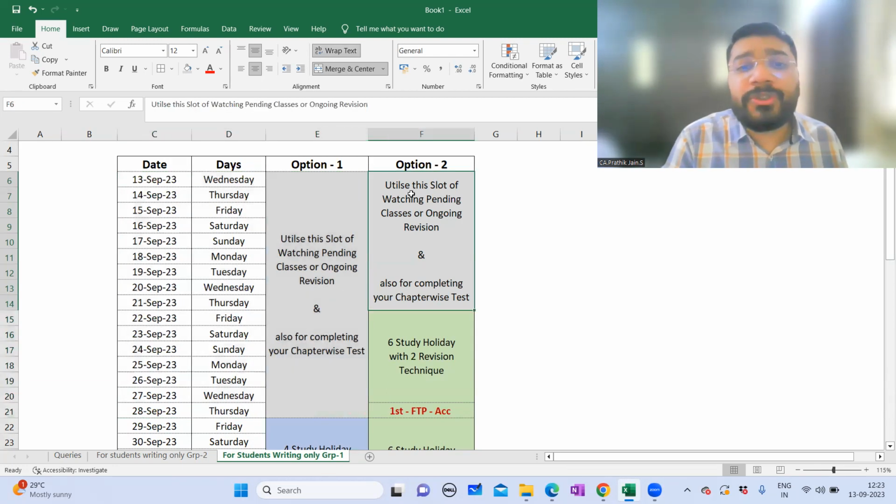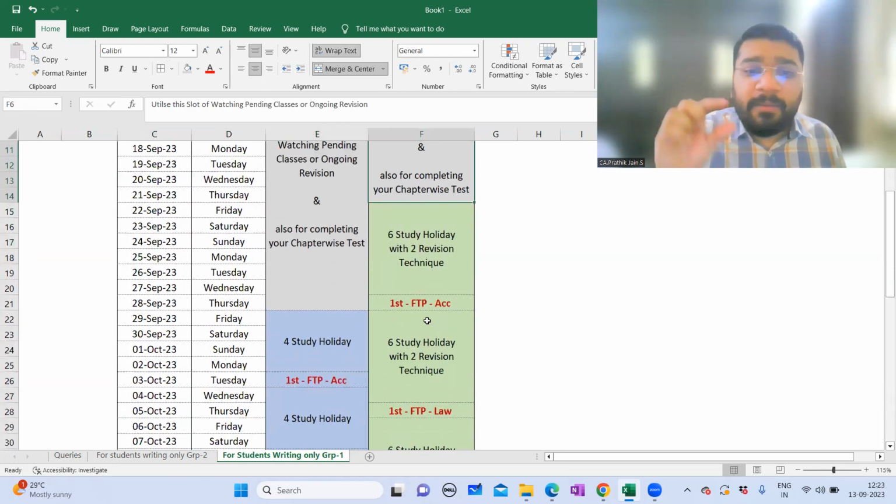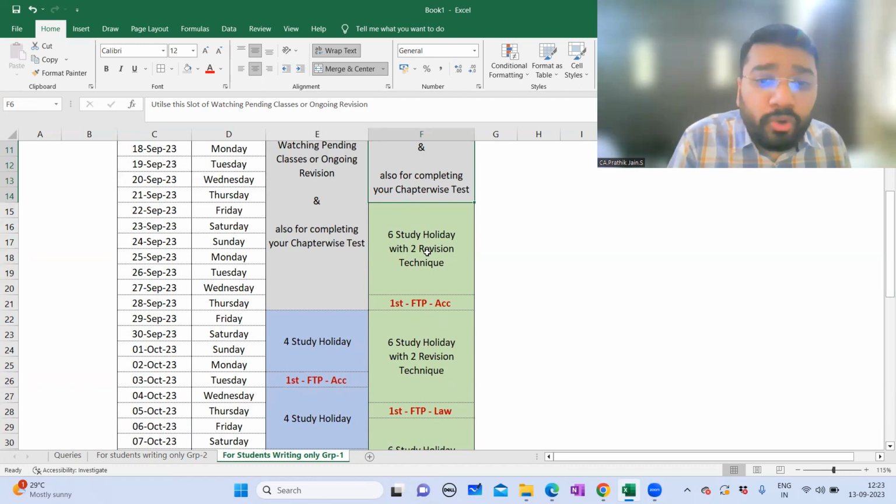Now, if you're following option two, what happens is that between every consecutive full portion test, I've allocated a 6-day study holiday, in which you have to do 2 back-to-back revisions.